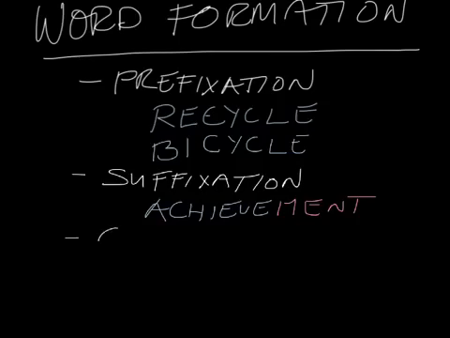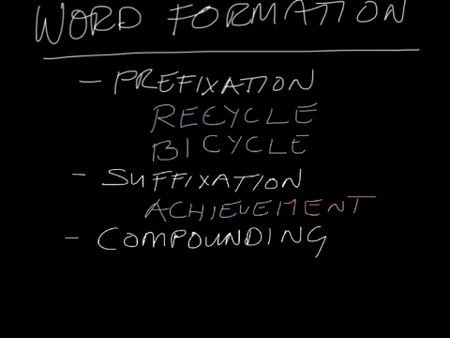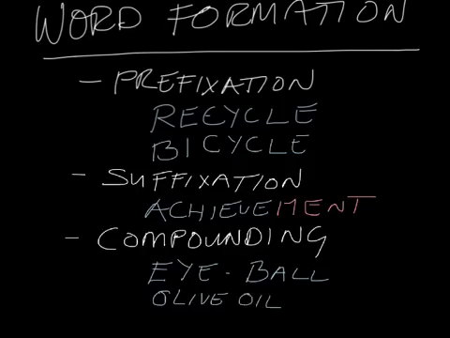And lastly, there's something called compounding, which is a process where you combine two separate words, and you have a new word. For example, the word eye, we all know what eye means, and we have another word, ball. If you put them together, we have eyeball, a new word. Other examples are olive and oil, together it's olive oil. Compounding. Today we are only going to focus on suffixation.